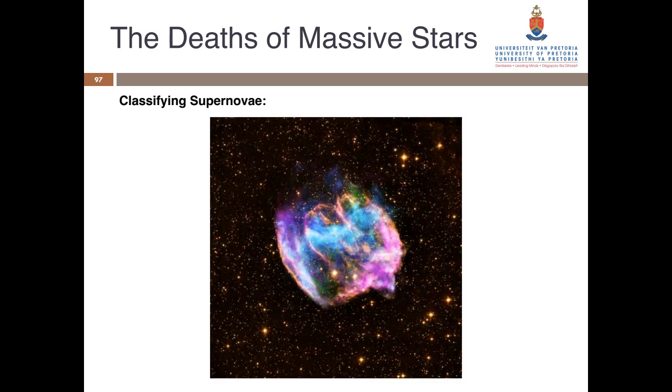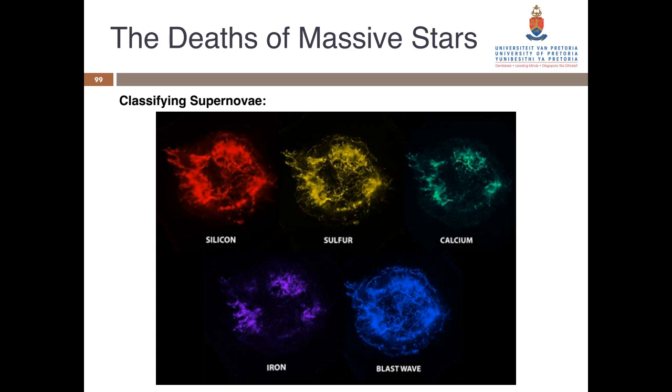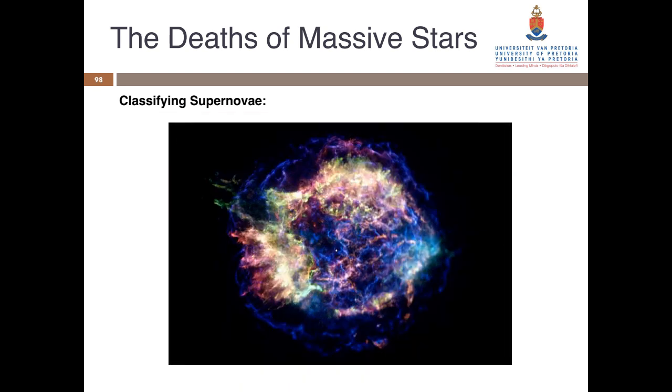We can also look at the next picture of another supernova remnant. Remnant means what remains. So this is a supernova remnant of a star that went supernova. But we can analyze these outflowing gases. When we look at this supernova, we can break it up. Here we can see red as silicon, yellow as sulfur, greenish as calcium, purple as iron, and the blue is the blast wave. So this is where the beautiful colors come from.